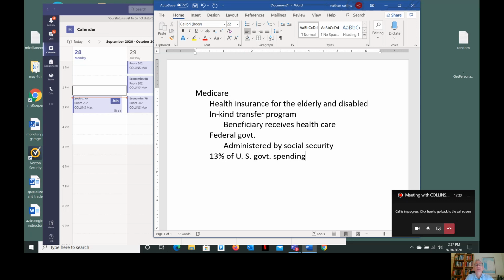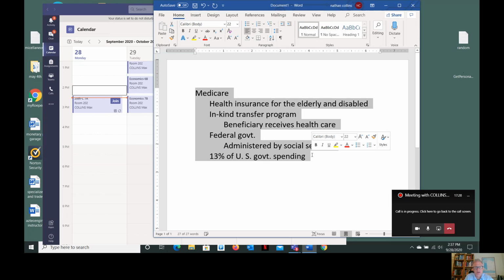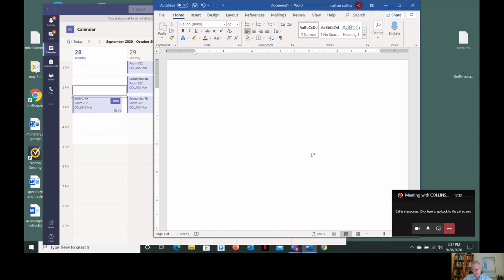Now, those are two huge programs that have a tremendous role in people's lives, for better or worse. And now we'll look at two other much smaller programs, but they're well known. I want you to be aware of them. We come next to what's known as unemployment insurance, often referred to simply as unemployment. You may have heard about people going on unemployment, and what they're talking about is unemployment insurance.